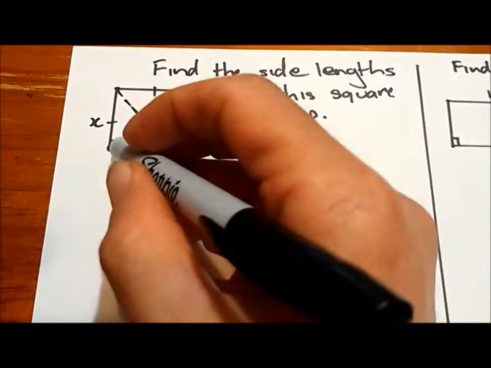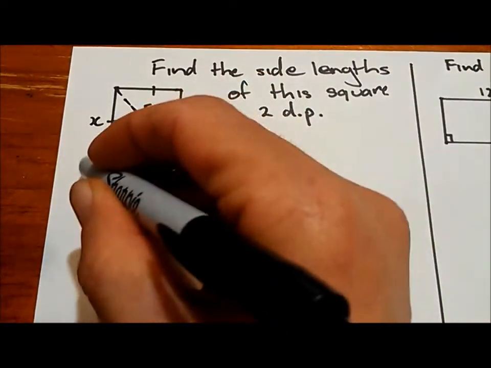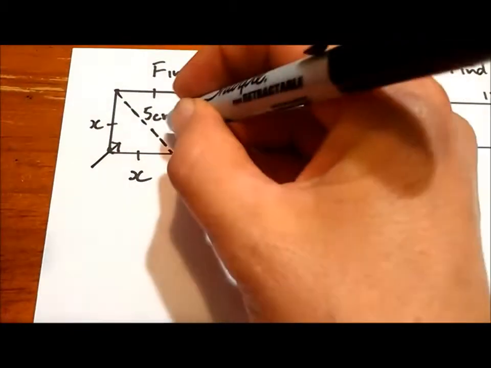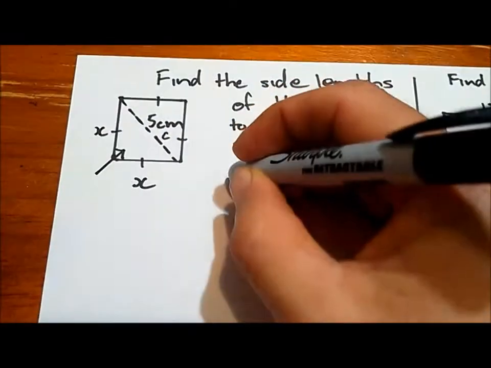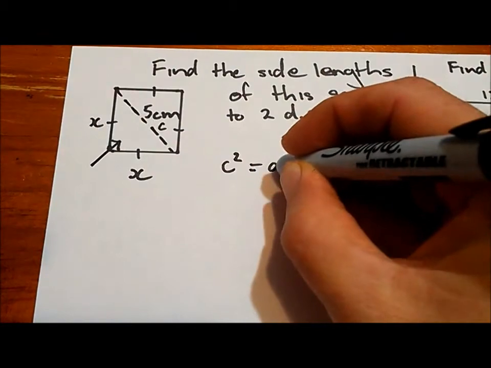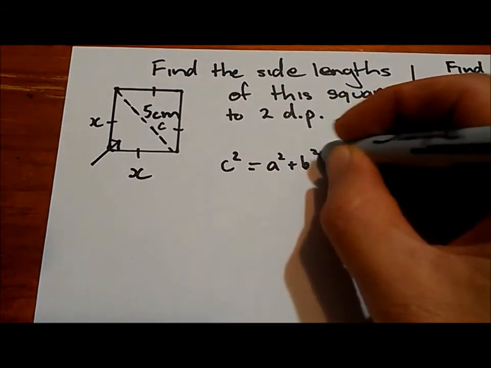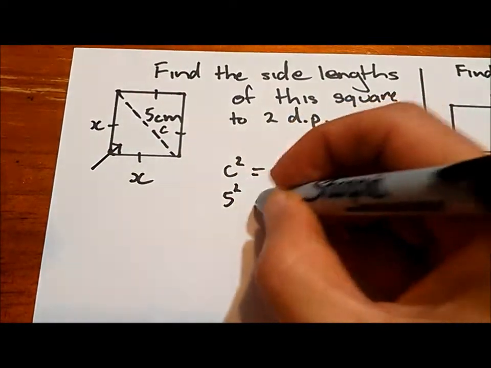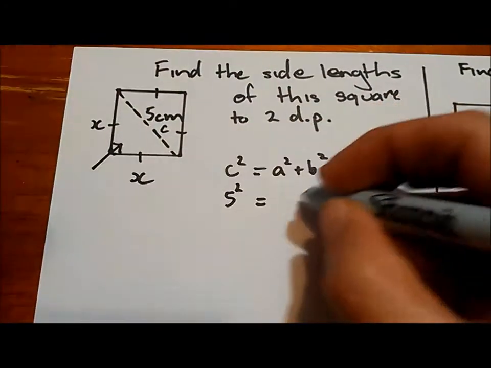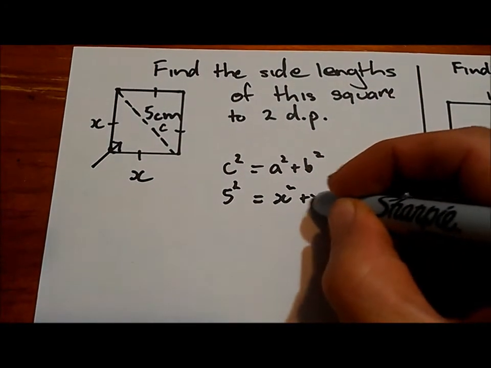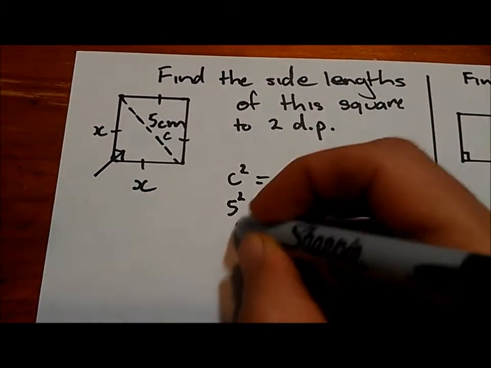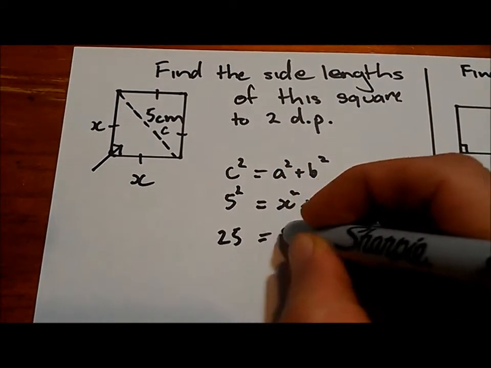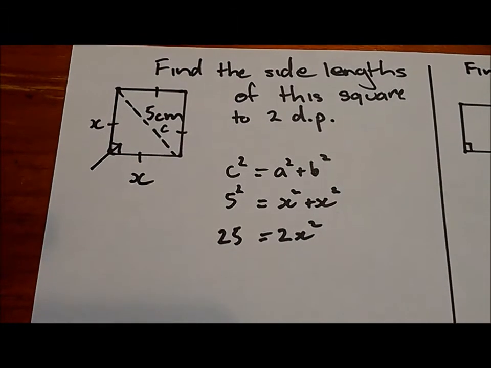However, Pythagoras says there must be a relationship between these three sides. So there's my right angle, that must be my hypotenuse. I'll write down my Pythagoras' theorem, and I'll fill in the blanks. Hypotenuse c is 5. 5 squared must equal, a and b are both the same, they're both x squared. So completing this, I get 25 is equal to 2x squared.